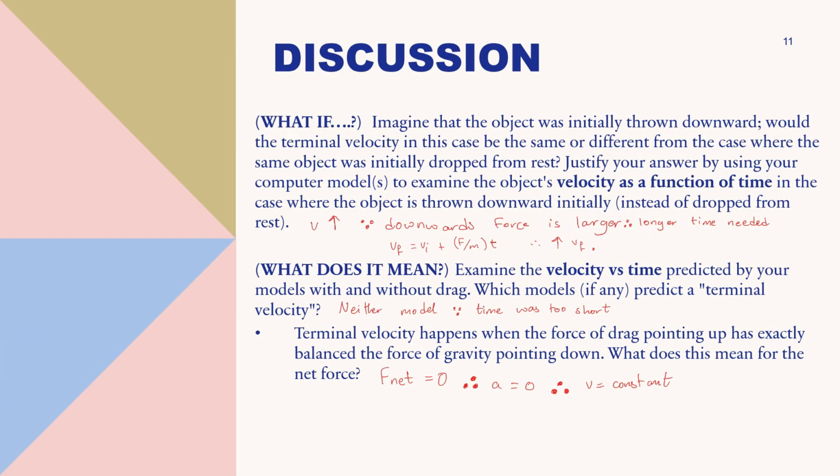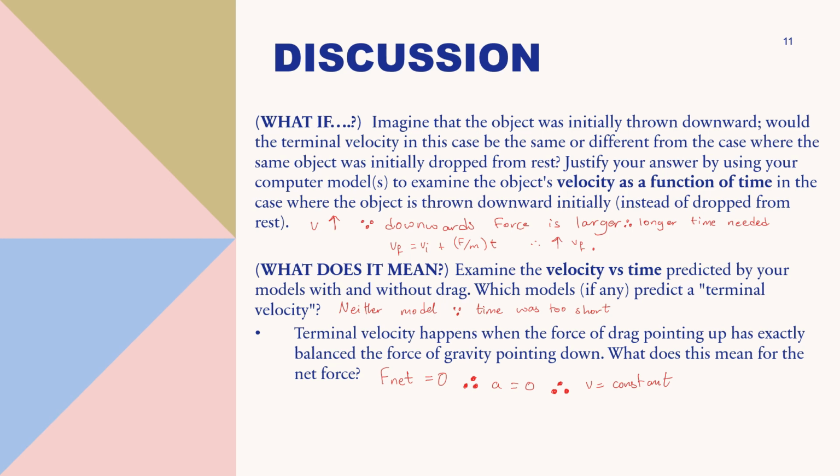Now, for our discussion, imagine that the object was initially thrown downward, with the terminal velocity in this case being the same or different from the case where the same object was initially dropped from rest. Justify your answer by using the computational model to examine the object velocity as a function of time in the case where the object is thrown downward initially instead of dropped from rest. Well, we know that the terminal velocity will be larger, and that was because downwards force is larger, and therefore it will require longer time for the drag to be equal to the downwards force. If we look at our equation, a larger time would mean a larger final velocity.